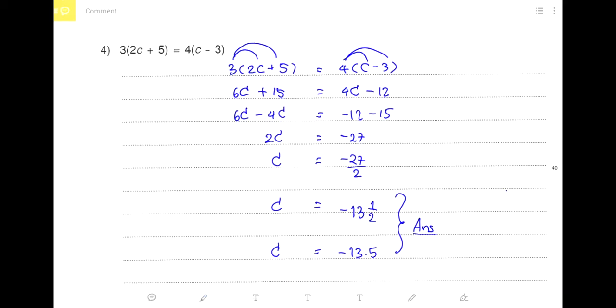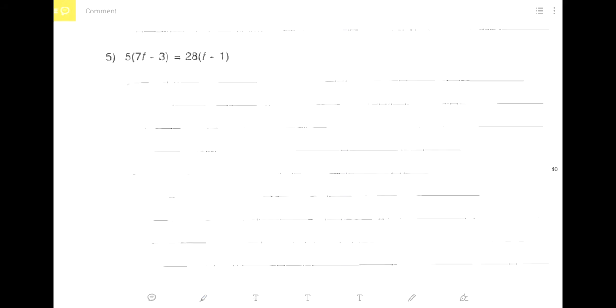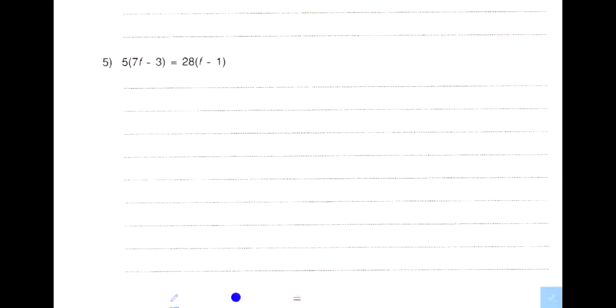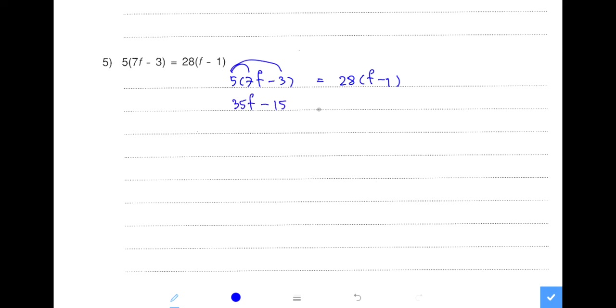Yay! Finished. Let's go to the next one. This one is very easy again. 5 times (7f - ...) but your variable is an f now. So 5 times 7f and then 28 times (f - 1). Okay, multiply. 5 times 7 is 35, 35f. 5 times 3 is 15. 28 times f is 28f, right? 28 times -1 is -28.